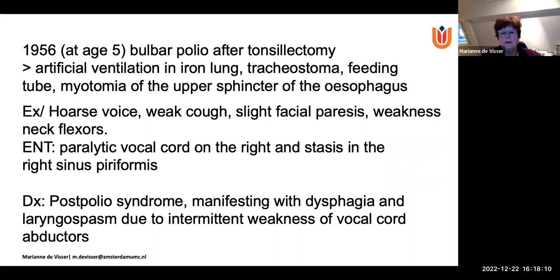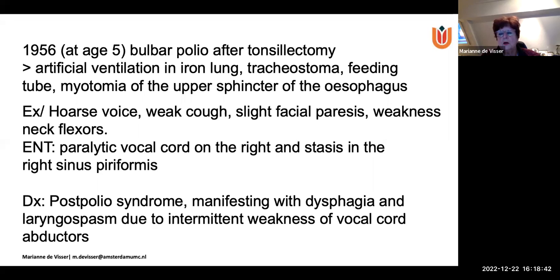His medical history is quite interesting because he told us that in 1956, at age 5, he had had bulbar polio after a trigger. Tonsillectomy is a well-known trigger for bulbar polio, and he had to be artificially ventilated in an iron lung. He was tracheostomized, had a feeding tube, and underwent myotomy of the upper sphincter of the esophagus.